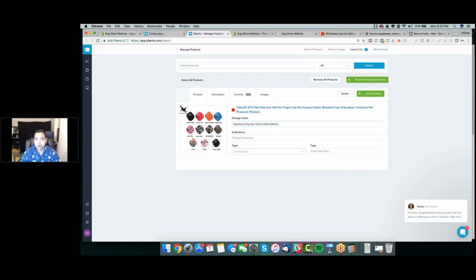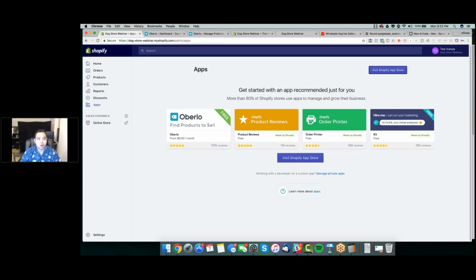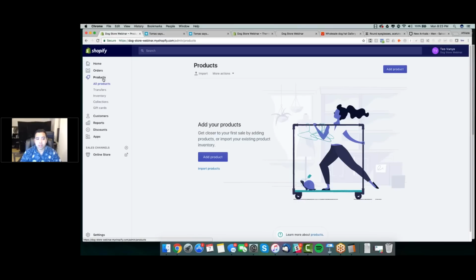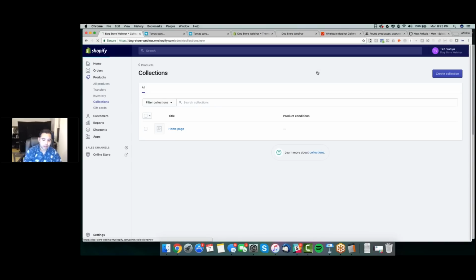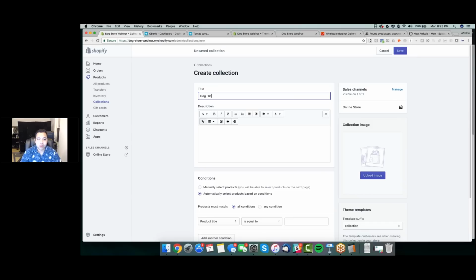The collections, we're going to put in the homepage now, because we didn't put any of our collections here. In order to add collections and categories, all you have to do is go to products, go to collections, and this is where you put your collections. You can say stuff like dog hats. So this is your dog hat collection. Manual select product, save.